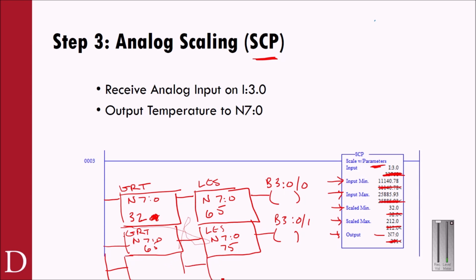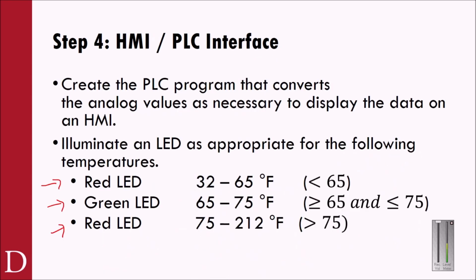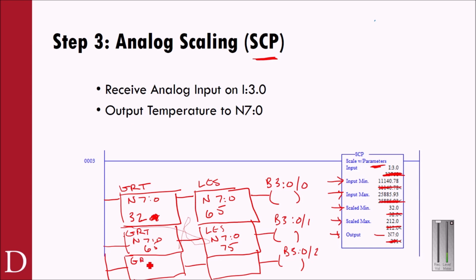And then the last one down here would be one more, just like we've been doing. So I need a greater than, I need a less than. Running out of room down here, sorry about that. And that's going to go to a B3:0/2. And that one will be 75 to 212. So is N70 greater than 75, and is it less than 212? Now I would recommend making this a GEQ, a greater than or equal to, and this one being a less than. So if it was 75 exactly, you would never wind up with a spot where you don't have any lights on.